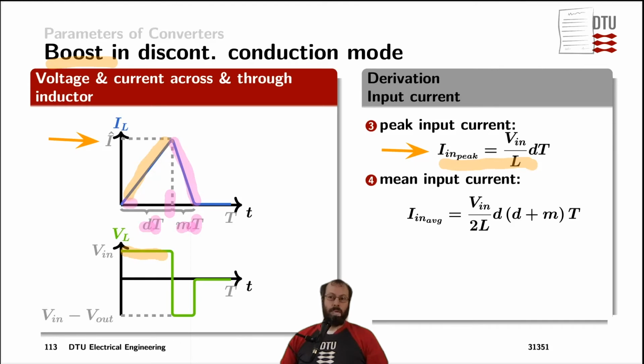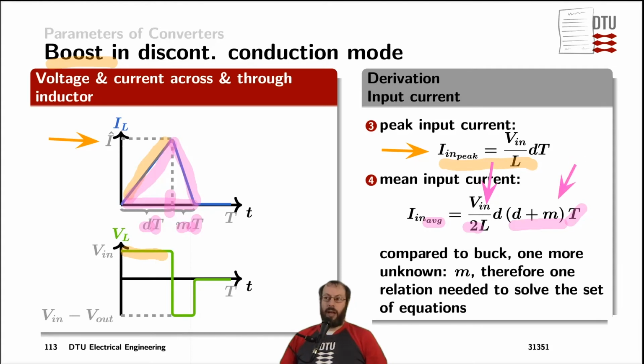So the input current in this case for the boost converter is the whole triangular waveform, and the average of that triangular waveform is the base, which is D plus M times the period time T, multiplied by the peak of the triangle. And because the area is triangular, we divide by a factor of 2. And to take the average at the end, we divide by the period time T. That's why T is not showing up squared here, but only to the power of 1.